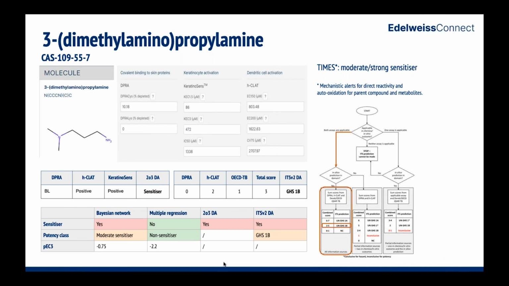So when we compare, both the defined approaches within the guideline and Bayesian network predicted 3-dimethylamino propylamine as sensitizer, except the multiple regression.